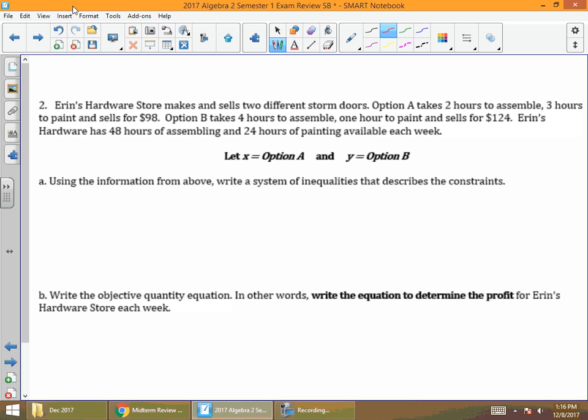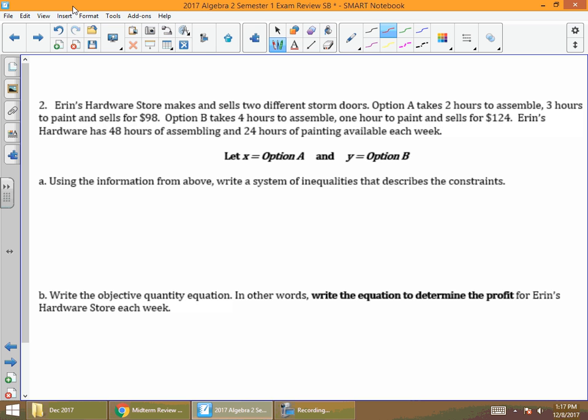Option A is going to take 2 hours to assemble and 3 hours to paint. It's going to sell for $98. And option B takes 4 hours to assemble, 1 hour to paint, and sells for $124. And the hardware store has 48 hours of assembling and 24 hours of painting available each week.